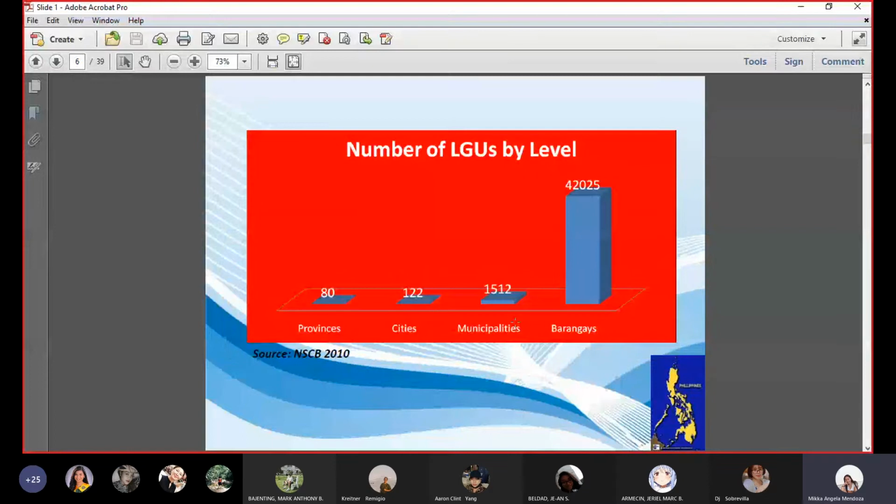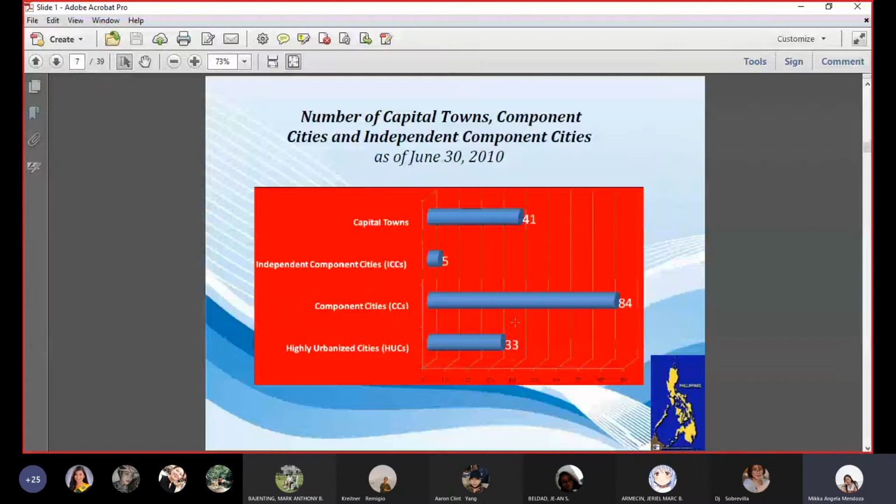This is the graph of the number of LGUs by level. Okay? Provinces, syempre, dako man siya nga factor. So, gamay ra siya sa graph. That's 80 provinces, 122 cities, 1512 municipalities, and 42,025 barangays. So, dako gyud ang percentage sa barangays.